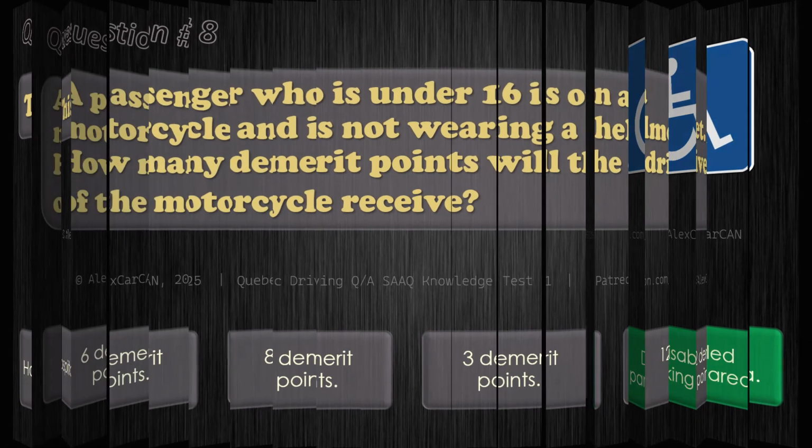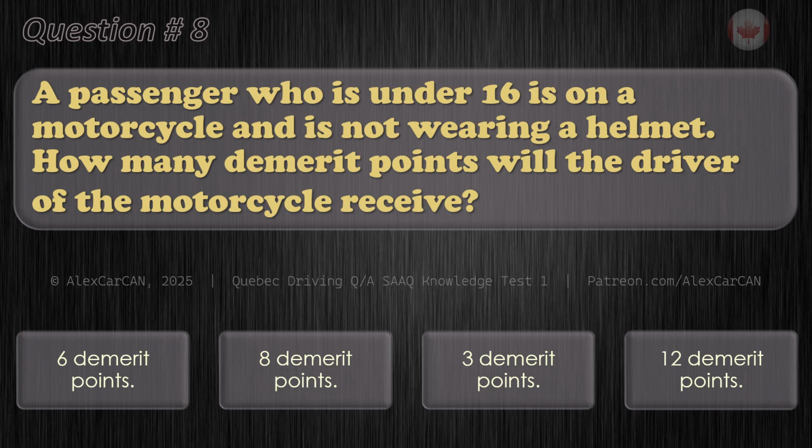Question number 8. A passenger who is under 16 is on a motorcycle and is not wearing a helmet. How many demerit points will the driver of the motorcycle receive? 6 demerit points, 8 demerit points, 3 demerit points, 12 demerit points. The correct answer is 6 demerit points.